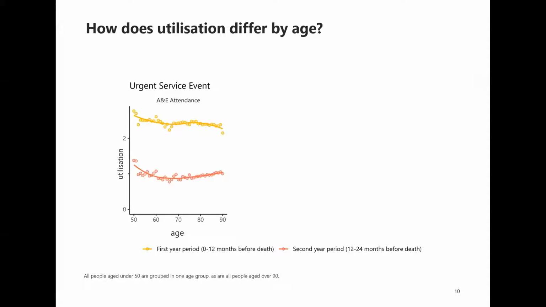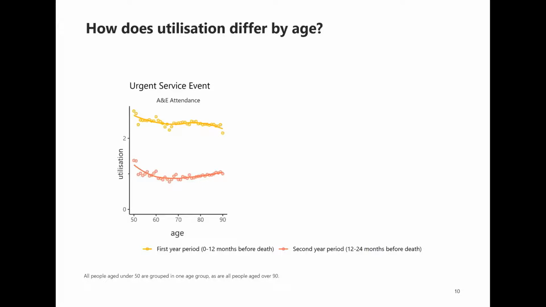From our very detailed data, we can consider utilisation in different ways. The previous slides looked at utilisation for all decedents by proximity to death. Now here, we're still looking at utilisation, but we're doing this for each age at which a person dies. Age at death is on the horizontal axis here. We're no longer looking at it by proximity to death in days. Instead, we have 2 different time periods. The first year before death, so 0 to 12 months, and the second year before death, so 12 to 24 months.